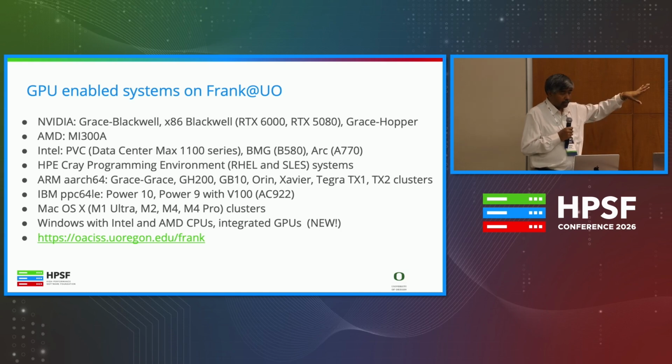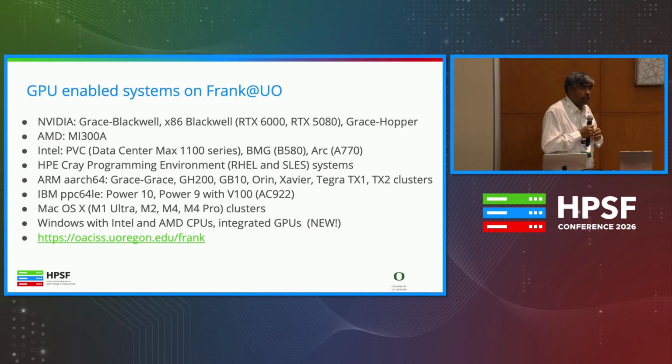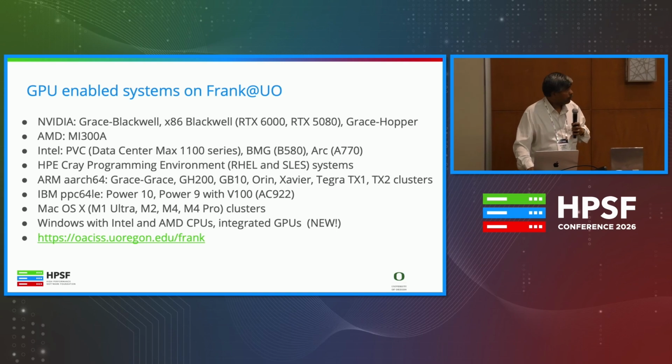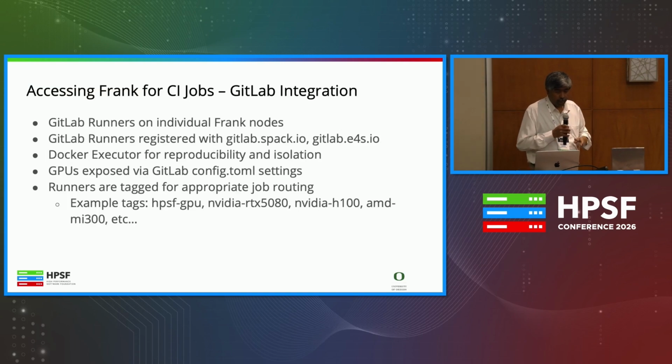We have ARM AArch64. You can see Grace Hopper, Grace Blackwell, even older generation Orin, Xavier, Tegra clusters as well, and PPC64LE, macOS, M1, M4, and Windows. Now this is a new development. We have started hosting Windows systems here, and you can learn more about Frank at this URL.